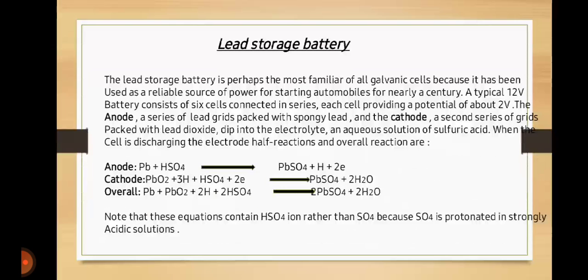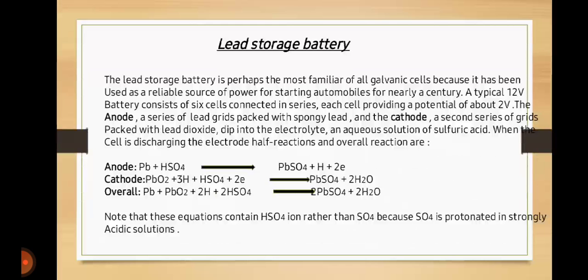The lead storage battery is perhaps the most familiar of all the galvanic cells because it has been used as a reliable source of power for starting automobiles for nearly a century. A typical 12-volt battery consists of 6 cells connected in series, each cell providing a potential of about 2 volts. The anode, a series of lead grids packed with spongy lead, and the cathode, a second series of grids packed with lead dioxide, dip into the electrolyte, an aqueous solution of sulfuric acid.